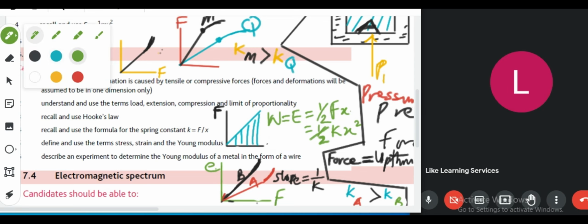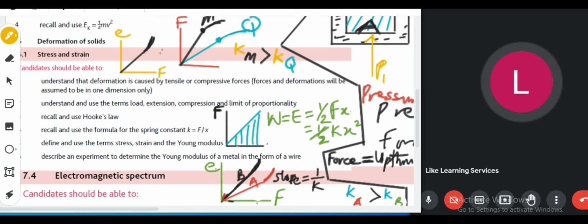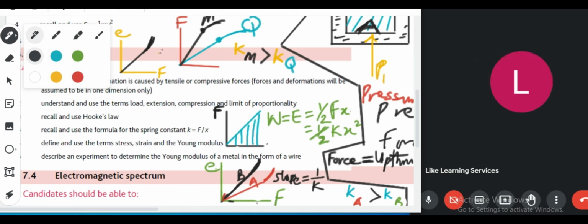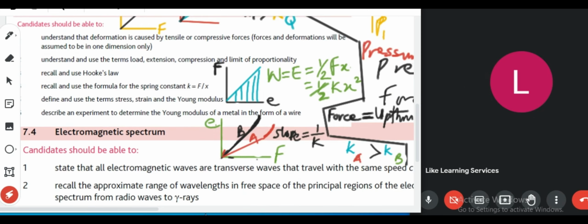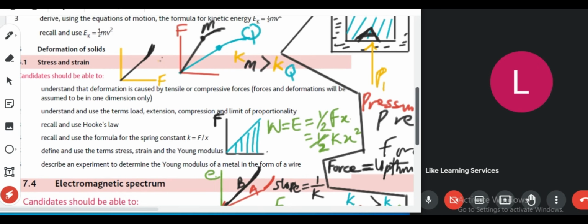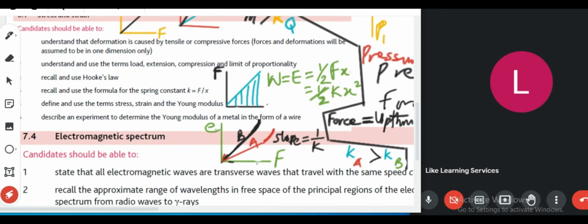Extension against F, or F against extension. So extension against F, the slope gives 1 over K, because it is rise over run, which is E over F, that gives 1 over K.